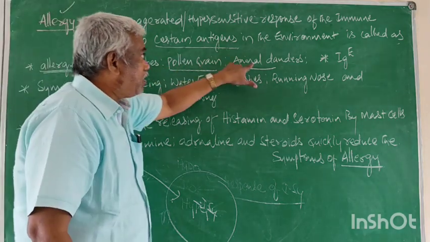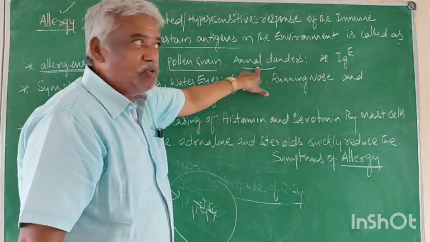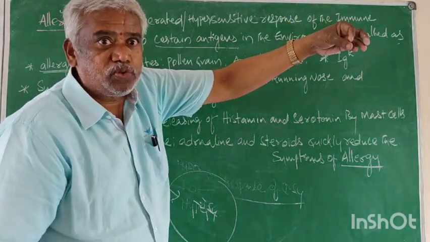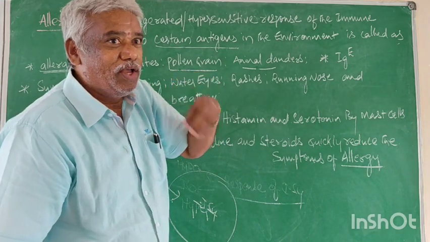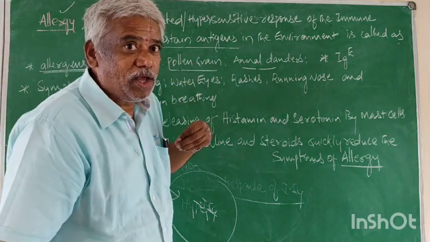Dust mites, pollen grain, animal dander, which are present in the environment, suppose due to some reasons these three enter our body. These three have entered our body.